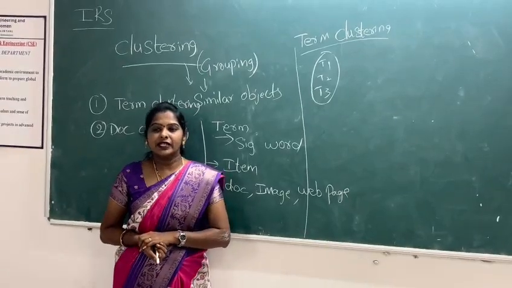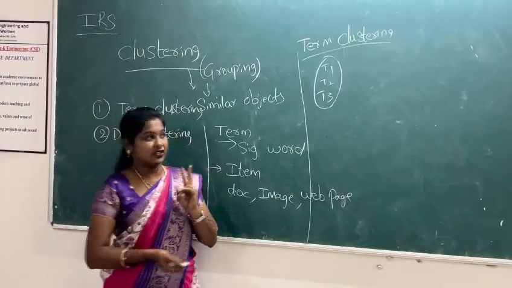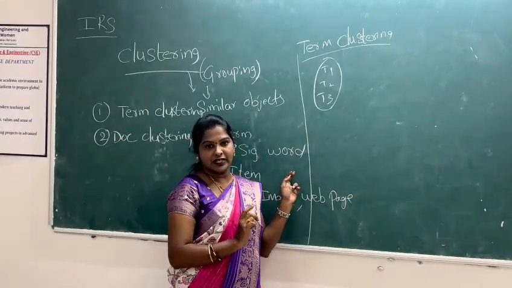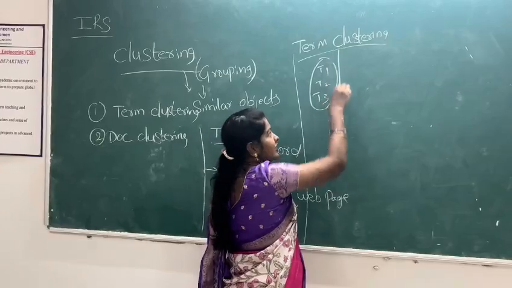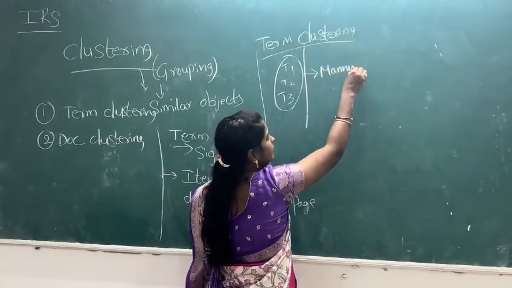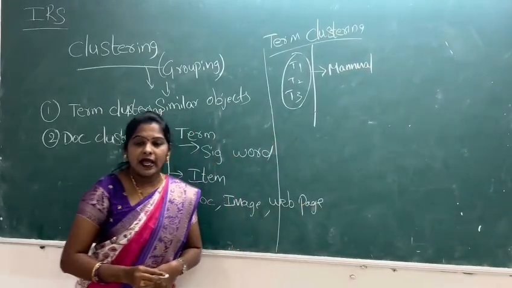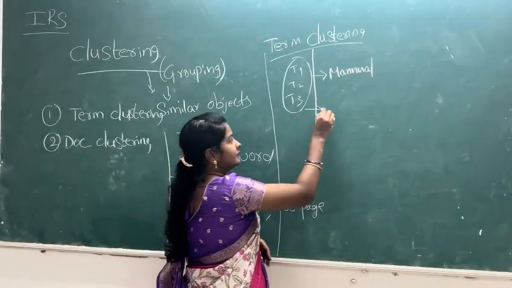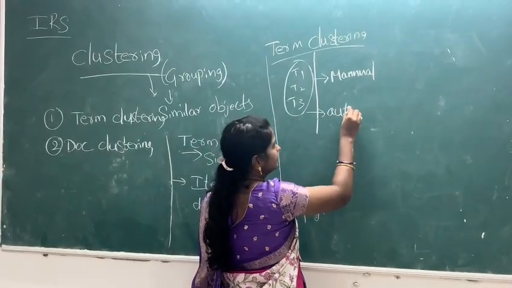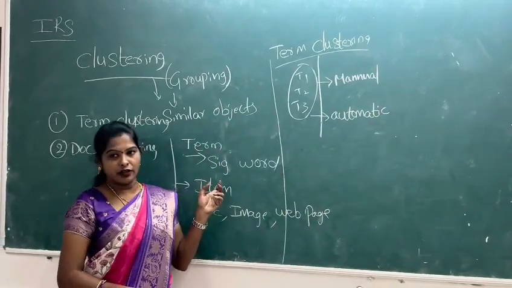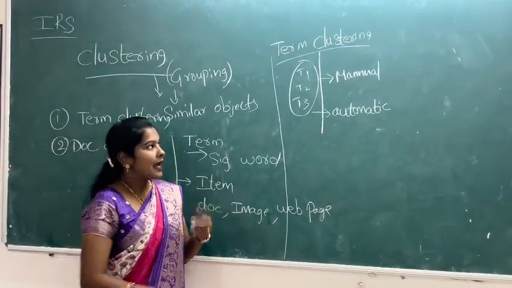Okay. In the term clustering, again we are having two types of clustering. First one is manual clustering and the second one is automatic clustering. So manual clustering.